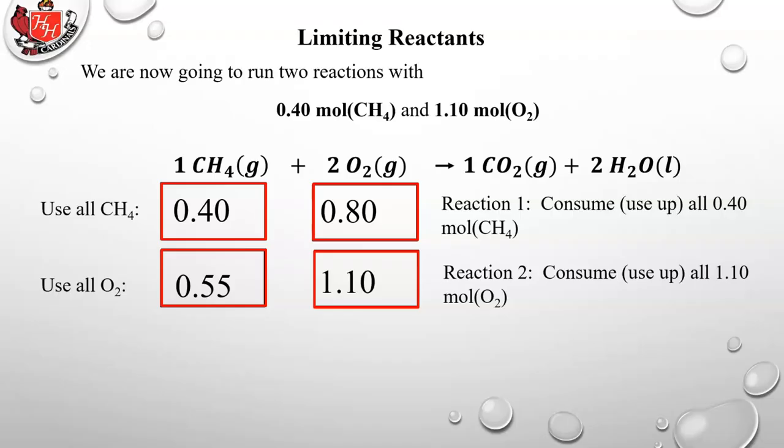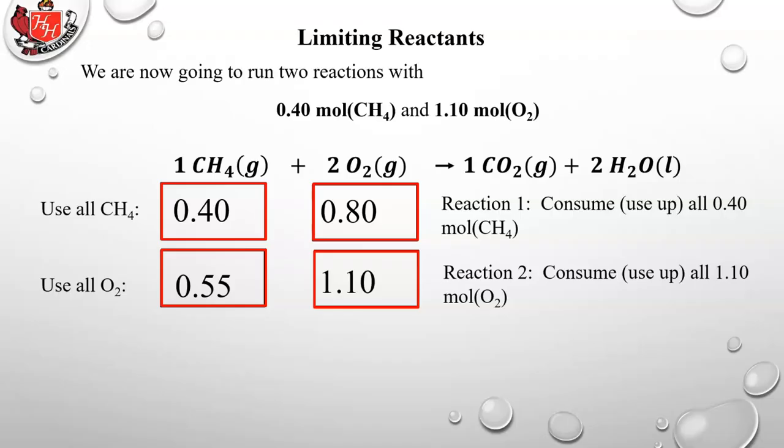So when you're done with this, you notice that all the ratios are 2-to-1. In the chemical equation, it's 2 moles of O2, 1 mole of CH4. In the first row below, it's 0.8 to 0.4. That's a 2-to-1 ratio. And in the bottom row, it's 1.1 to 0.55. There's always twice as much O2 as CH4.